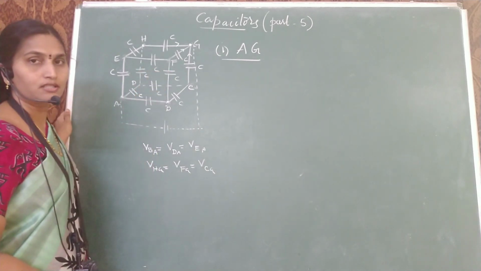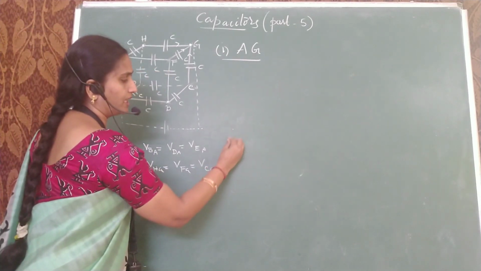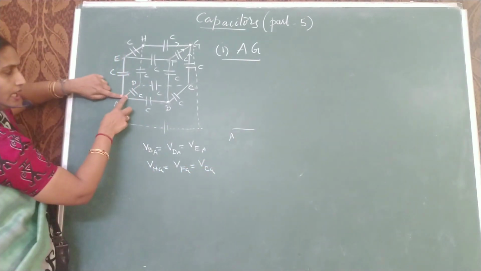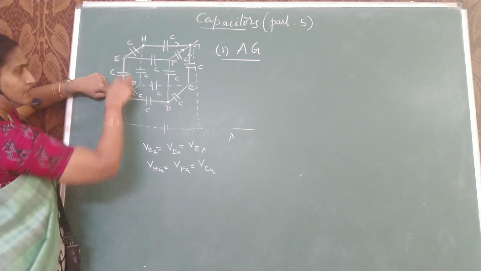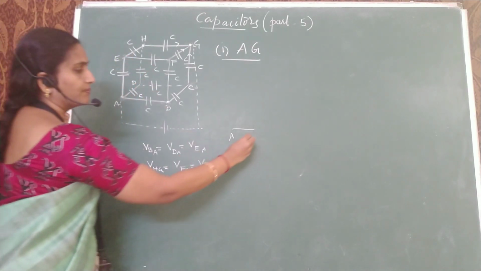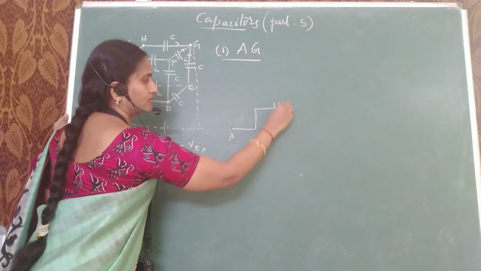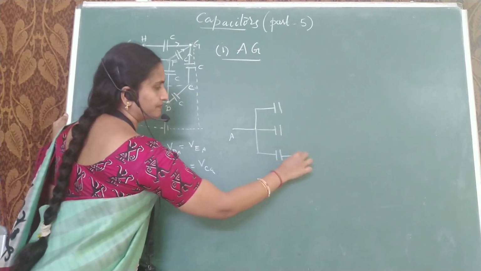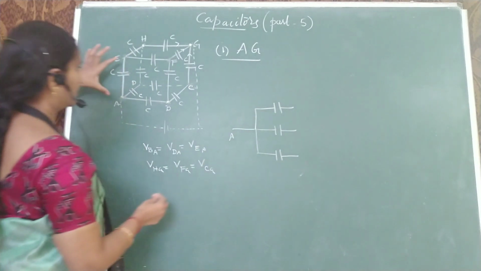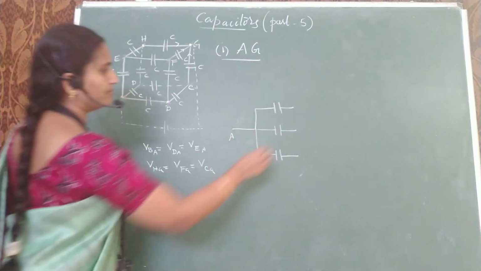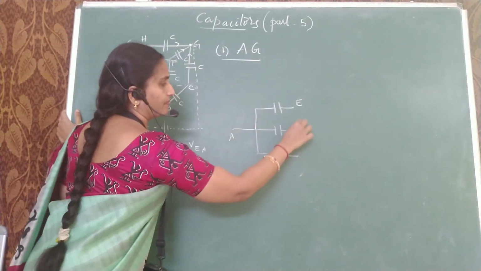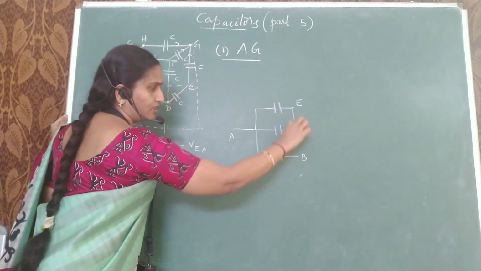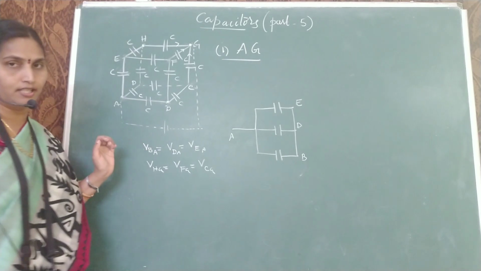Now I will redraw this circuit. Okay, so start from A. This is your terminal A. A is connected to B, D and E with a capacitance C. A is connected to three capacitors. Okay, E, D and B. Since all of them are at same potential, I can join them. Okay, I am joining it.